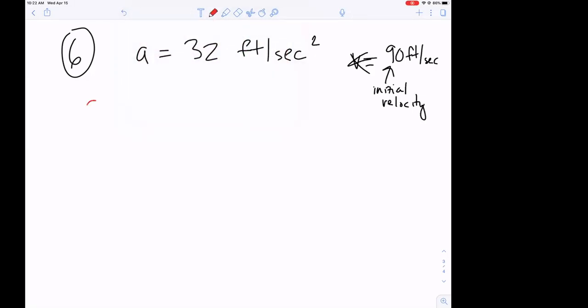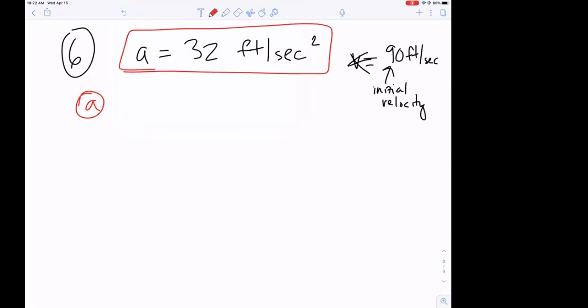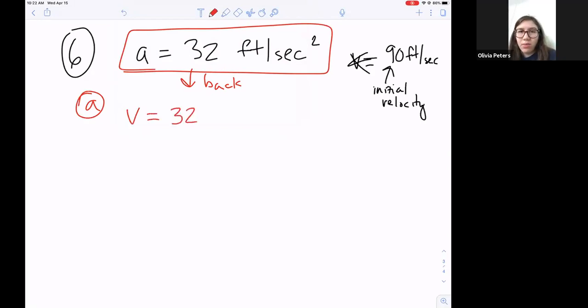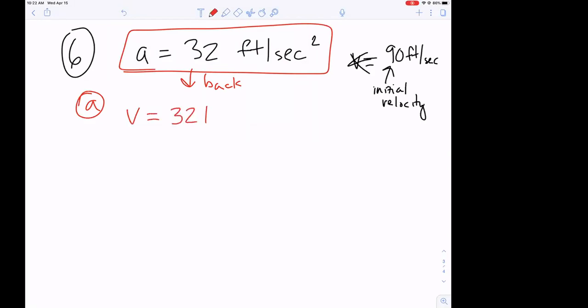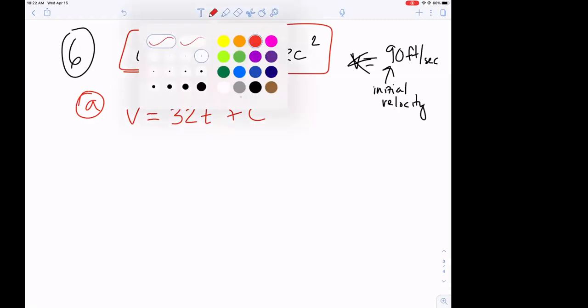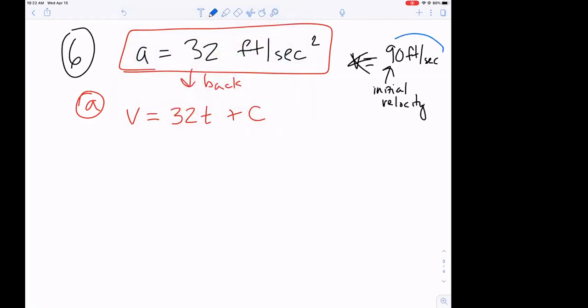Okay, so for part A, what we want to do is go backwards from acceleration to get to velocity. But whenever we go backwards, what would be backwards from just 32? 32t. I'll use a t just because we're using time, but that's perfect. But wouldn't we have a plus c, everybody? Yes, and so this is where this one gets a little bit tricky, because this is actually telling you that v of 0 is 90.